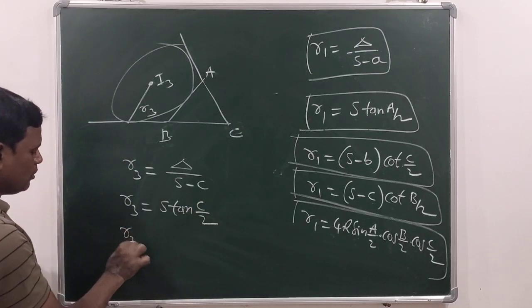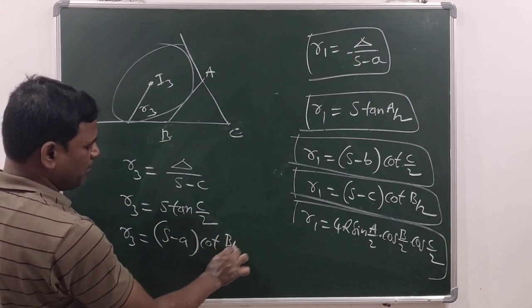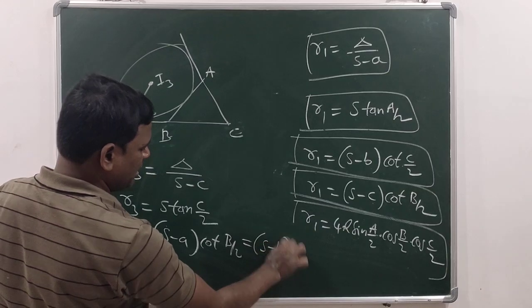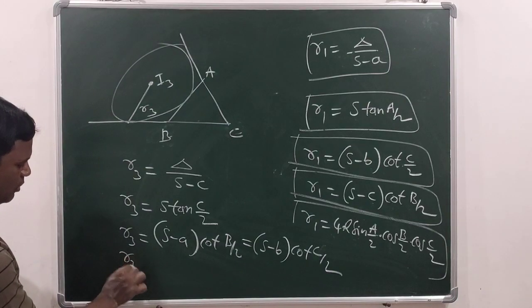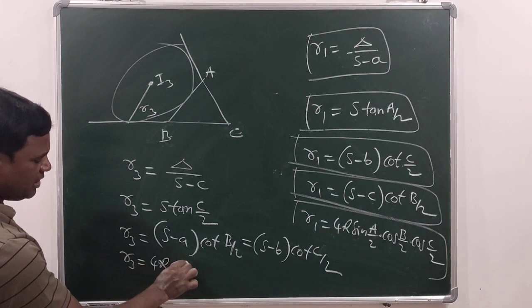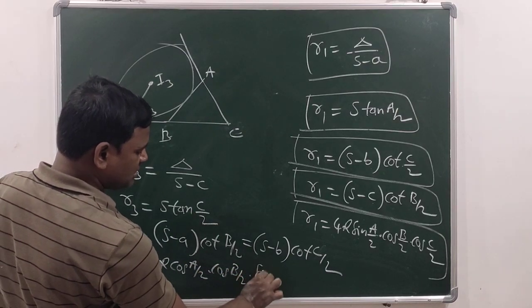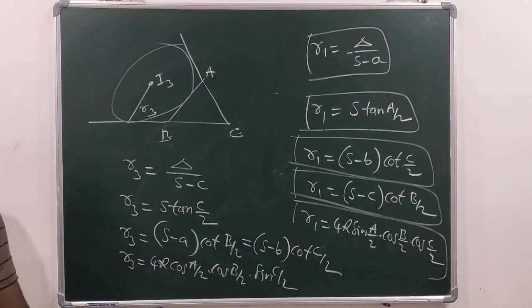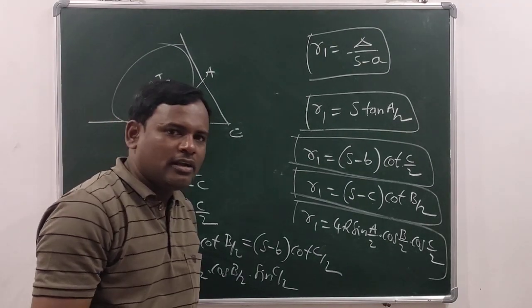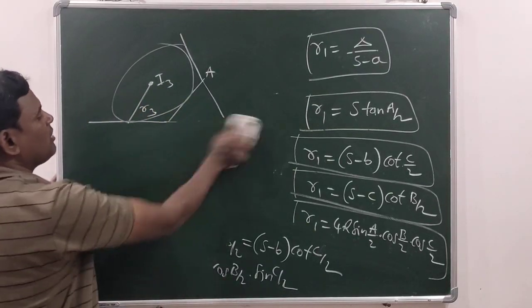Now R3 is equal to, so A and B combination will come here: S minus A cot B by 2 and S minus B cot C by 2. Now R3 is equal to 4R cos A by 2 into cos B by 2 into sin C by 2. Okay, I hope you have understood this. R1, R2, R3 formulas, and let me explain two more relations between these R1, R2, R3.